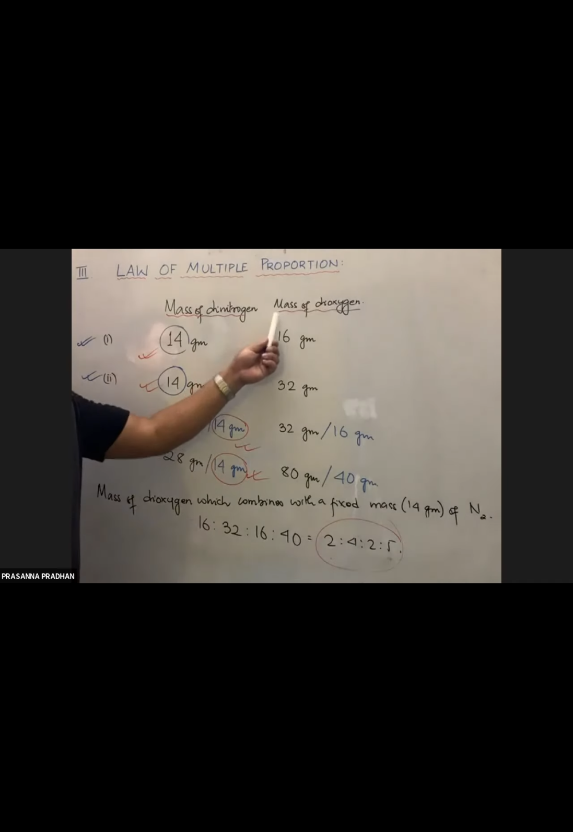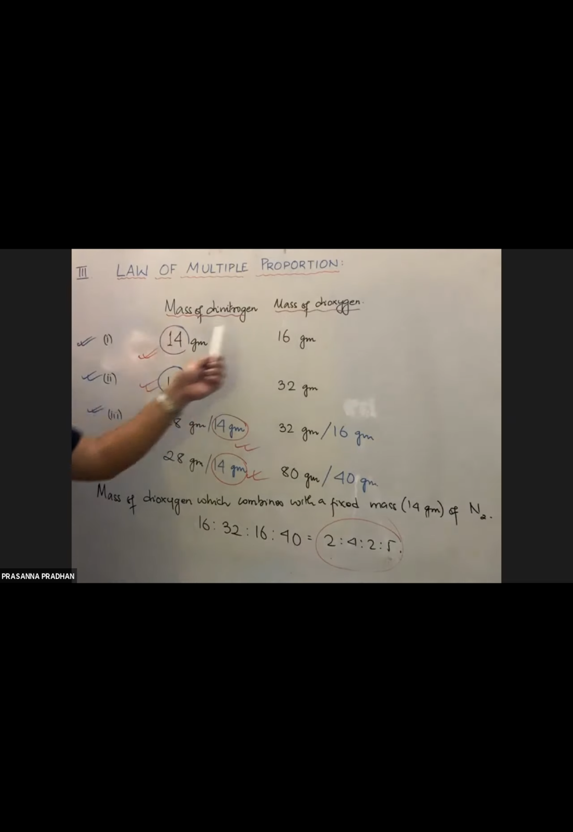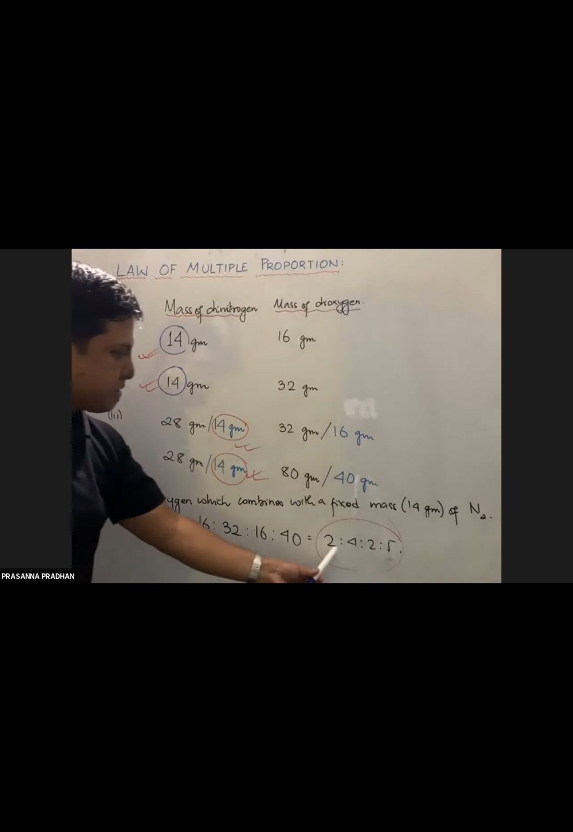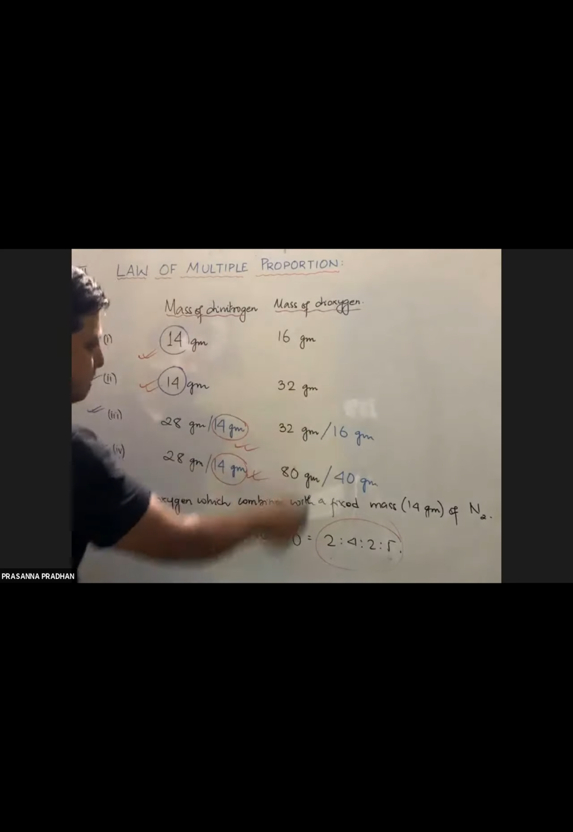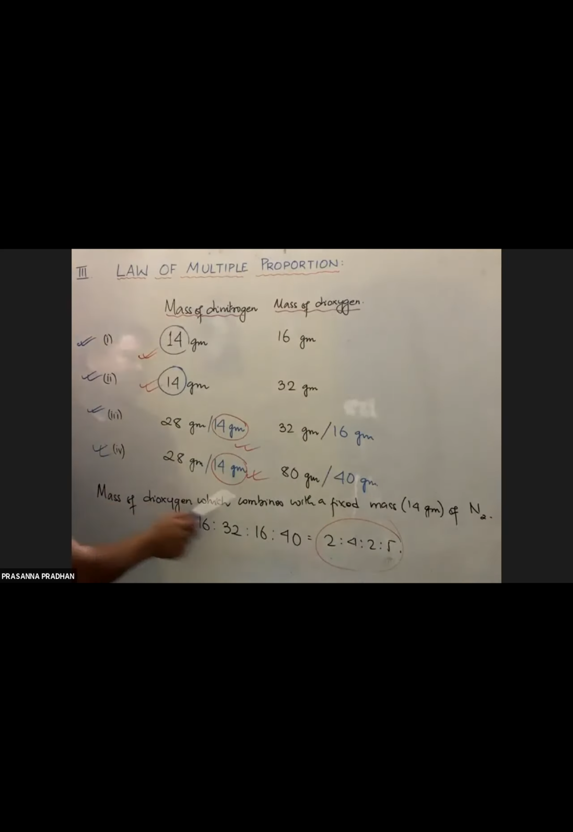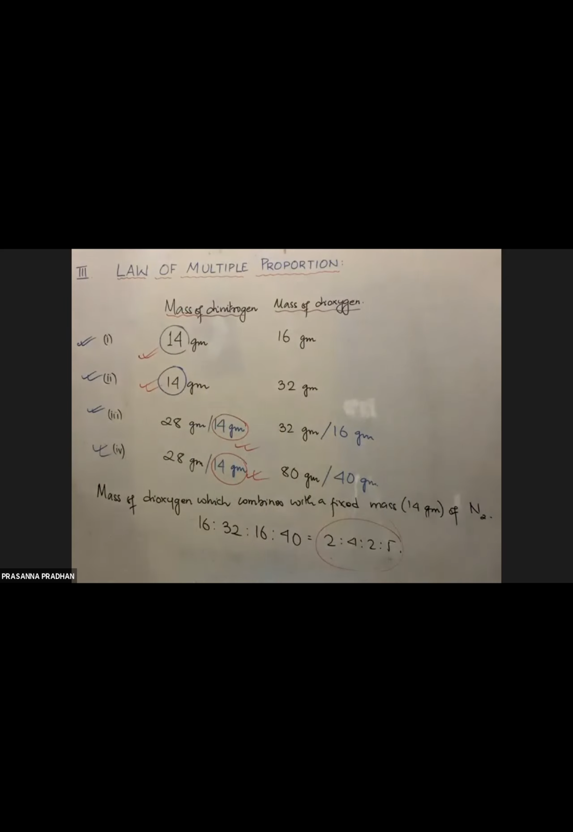Now the ratio of mass of oxygen which combines with the fixed mass of nitrogen. I have calculated the mass of dioxygen which combines with the fixed mass of dinitrogen. कितना था? 16, 32, 16, 40. The ratio of mass of oxygen which combines with the fixed mass of dinitrogen should be a simple whole number ratio. ठीक है, it's understood now.